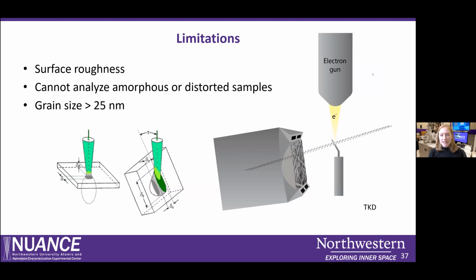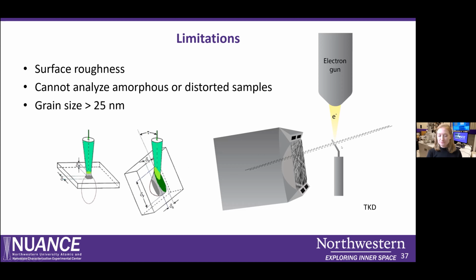You can only analyze grains that are bigger than about 25 nanometers. Because you have such a highly tilted sample to increase the number of diffracted electrons, you lose spatial resolution. If you can see in that figure, that light green area that's interacting with the surface of the sample is quite large. One of the ways to get around this is to use what's called TKD, or transmitted Kikuchi diffraction. It's really convenient because you can prepare your TKD samples with the focused ion beam using the TEM sample prep procedures that Paul just went over.